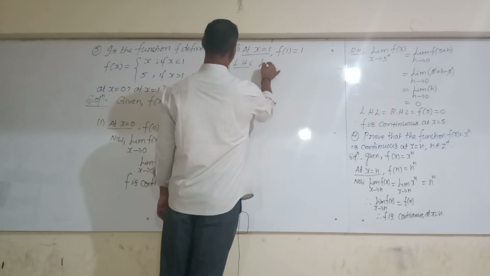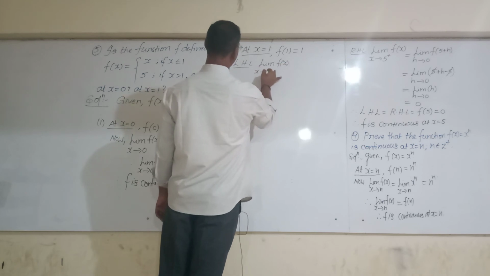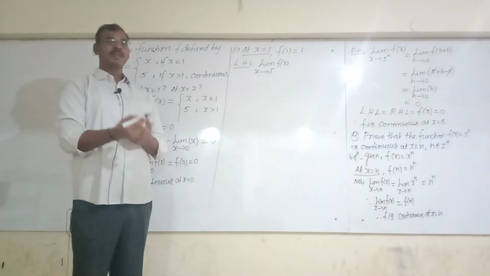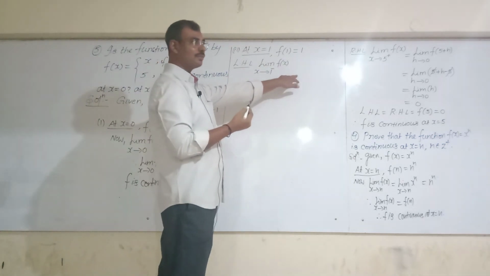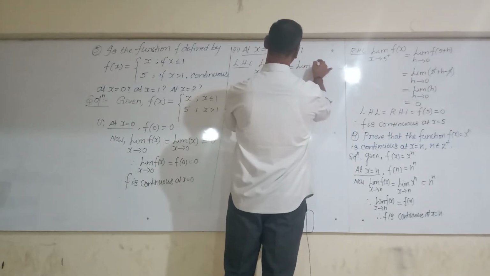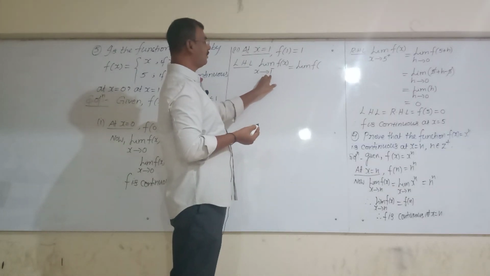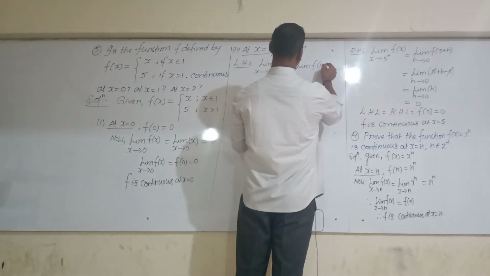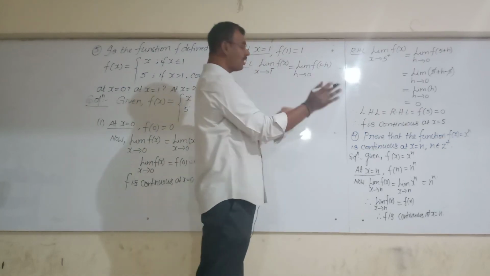LHL, that is the limit of f of x as x approaches 1 minus. Left hand limit, 1 minus, less than, smaller than 1. Can we change it into another form? Another way, we can write the limit of f of, simply, x subtracted from 1, that is h, 1 minus h. Limit of f of 1 minus h as h tends to 0. So the confusion is removed here.